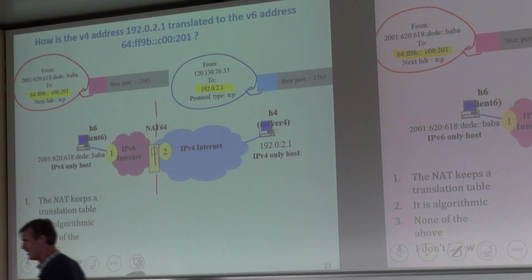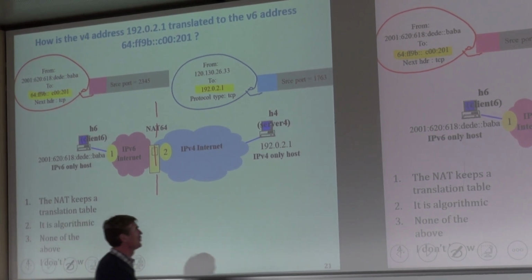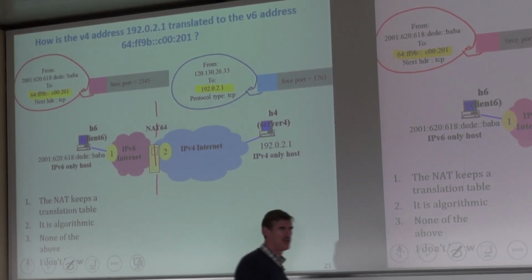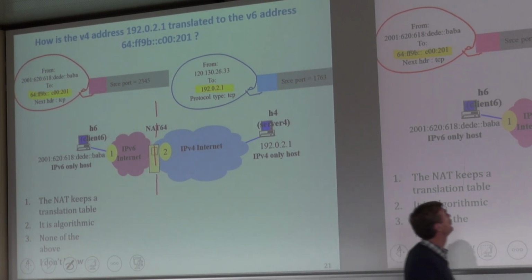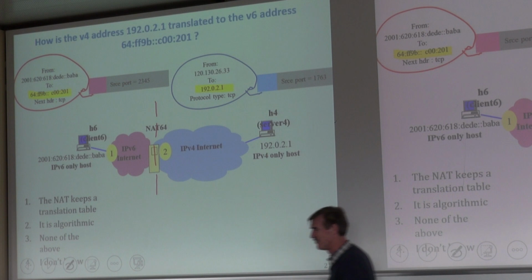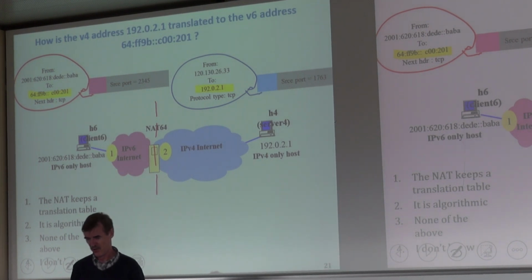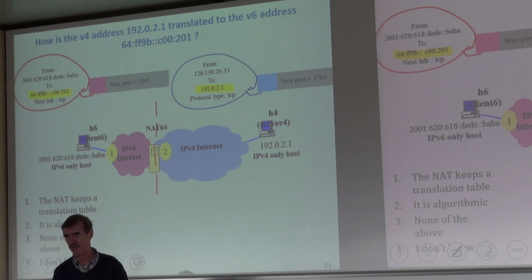So, quick question to see if you followed this complex mode of operation. How is the v4 address, the server H4 source address, translated to a v6 address at the NAT here? So when the packet is translated, the source address needs to be mapped. How is this mapping done? Is it by looking at a translation table, an algorithm, or yet another method?